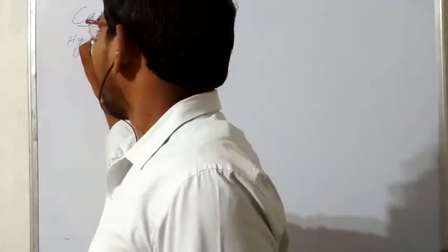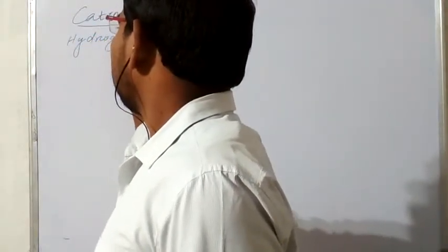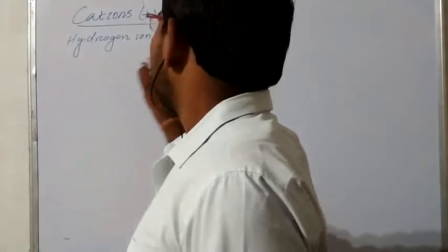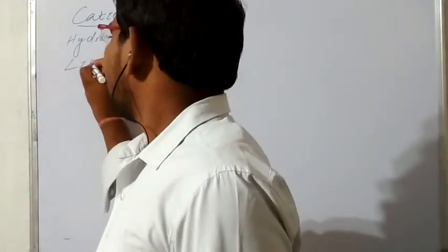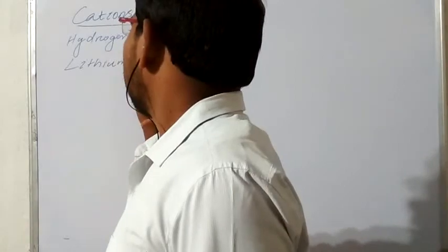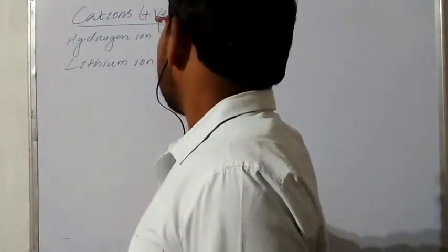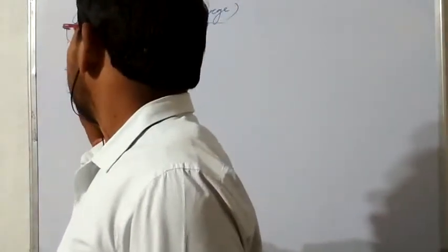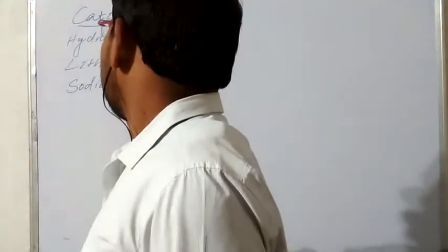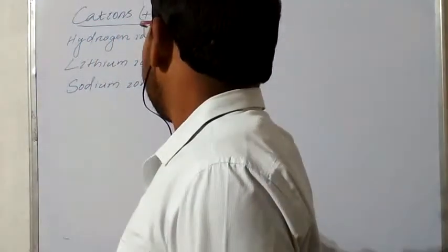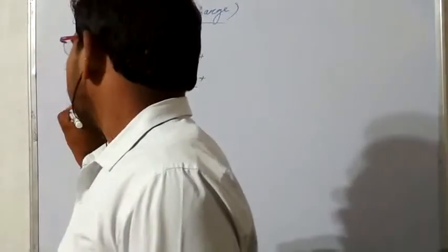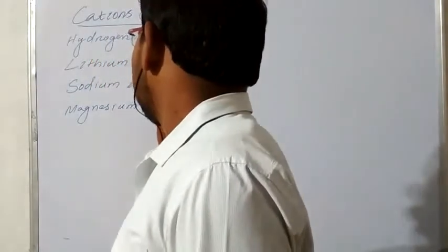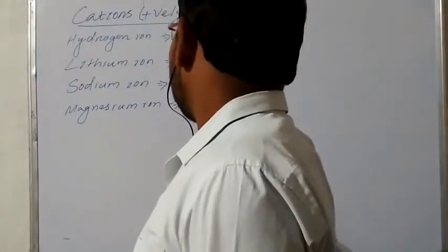Hydrogen ion, this is H plus 1. Lithium ion, that is Li plus 1. Next are the sodium ion, that is Na plus 1. Next, magnesium ions, that is the Mg plus 2 ions.